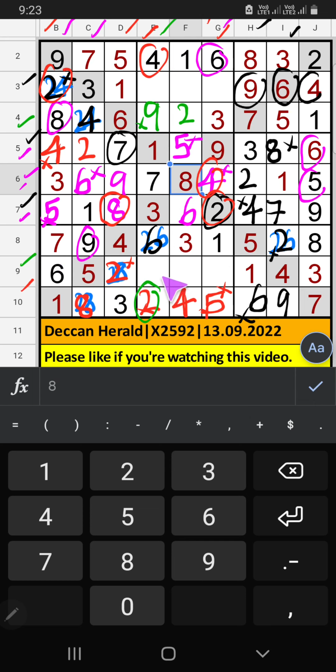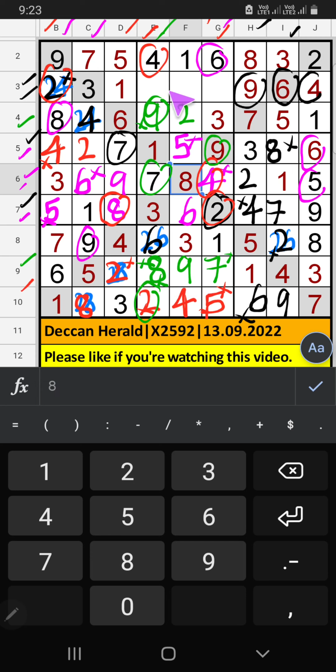9th row, 3 numbers are remaining, 7, 8, 9. Column E, column G, we have 9. So 9 can't come in these cells, then 9 is confirmed here. Then only 2 numbers are remaining, 7 and 8. Column E, we have 7. So 7 can't come in the cell, 7 is confirmed here. Then 8 is here.